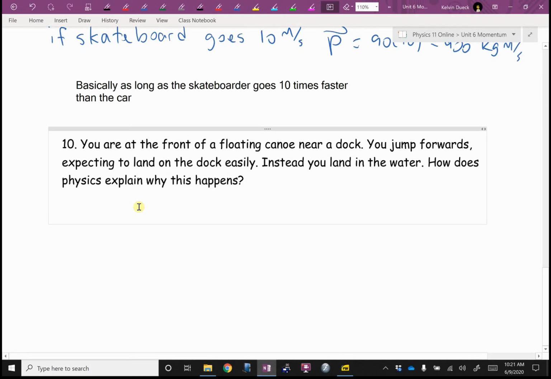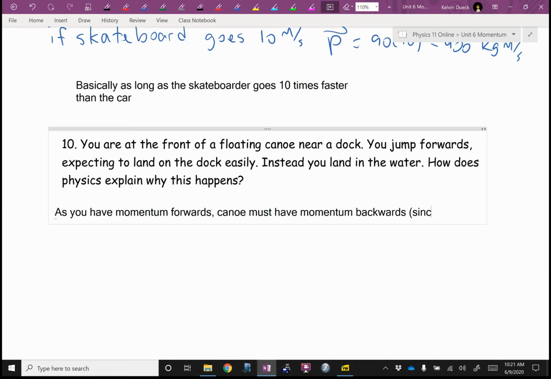You are at the front of a floating canoe near a dock. You jump forwards, expecting to land on the dock easily. Instead, you land in the water. So, as you have momentum forwards, the canoe must have momentum backwards, since momentum is conserved. And also, because the canoe probably has less mass than you, and momentum is mass times velocity, it's going to move backwards faster than you tried to jump forwards, and so it's going to slip out from underneath your feet, and you're going to do a lovely belly flop into the water. So, splash.